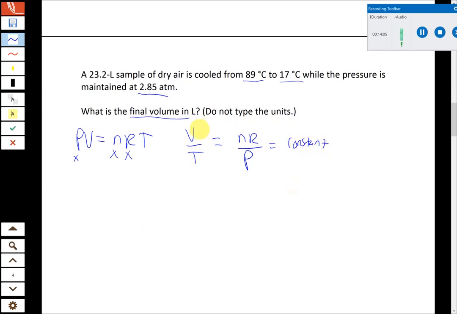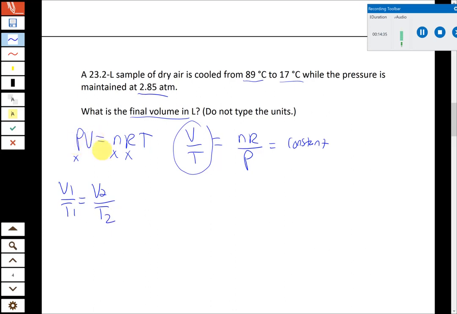Okay? And what that means we can do is take this ratio V over T and say that the initial and final ratios have to be equal because they're set equal to a bunch of constants. So V1 over T1 equals V2 over T2. Okay? So this is a statement of, I believe, Charles's law, if I'm getting those laws straight in my head. Volume as a function of temperature is Charles's law. But we don't have to necessarily memorize that.